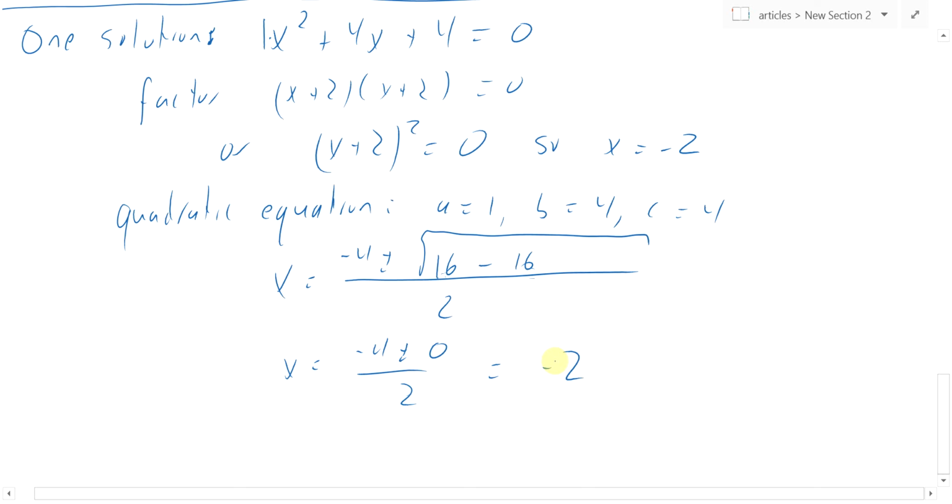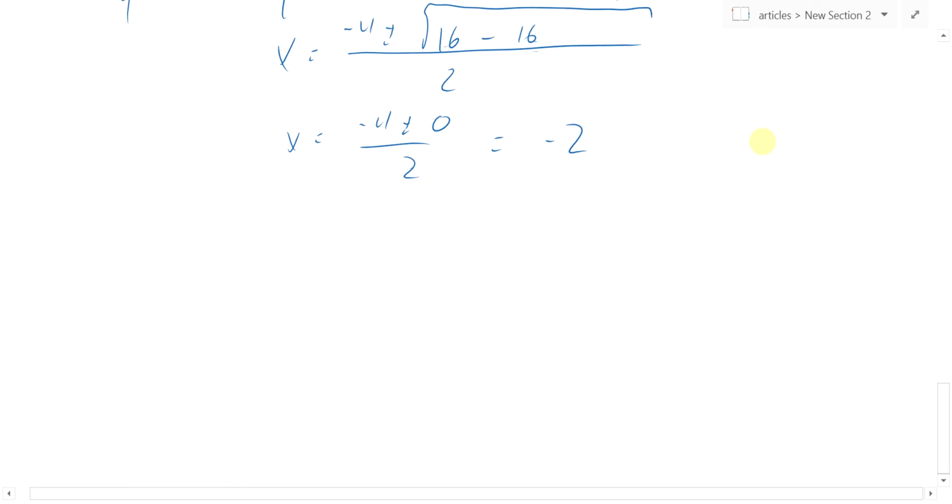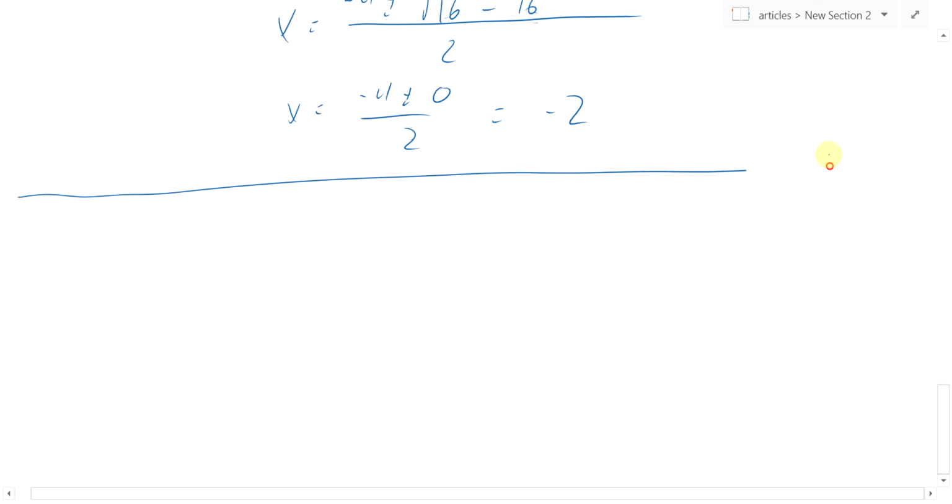So sometimes in solving quadratic equations, we get only one solution, and that means either, if you look at it from a factoring point of view, you get something like x plus 2 squared equals 0, or if you're using the quadratic equation, you get 0 inside the square root. One other option that happens with a quadratic equation is no solutions.